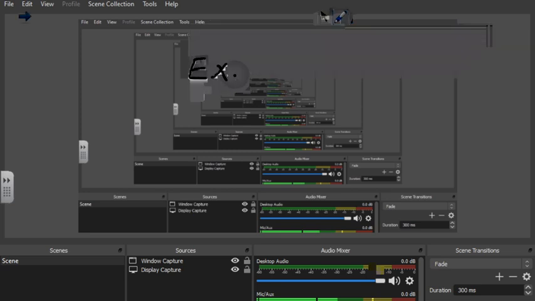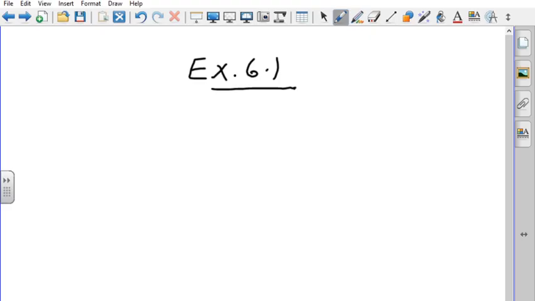Exercise 6.1, question number 7. Prove by vector method that the parallelograms on the same base and between the same parallels are equal in area.